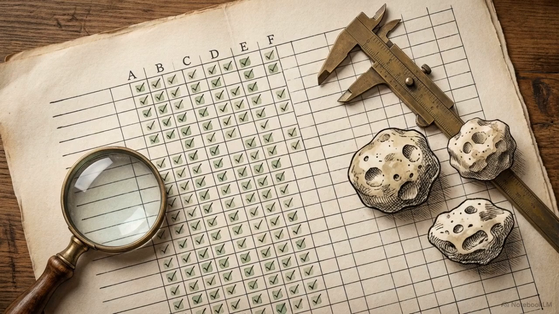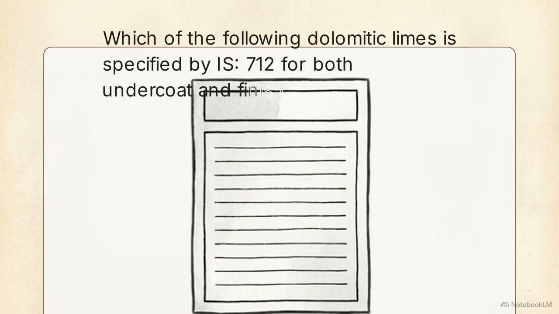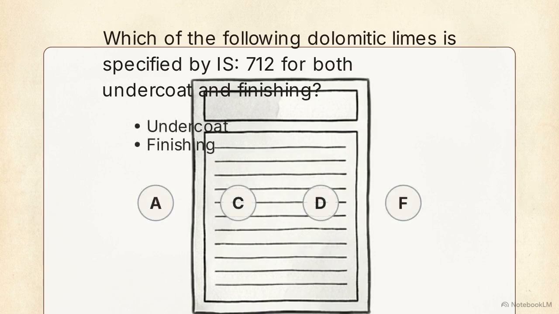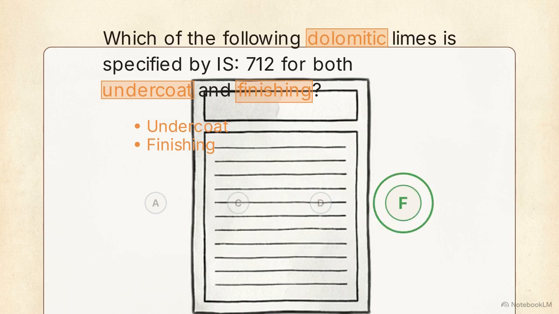Let's test this framework in a high-pressure scenario. Consider this typical exam question. Which of the following dolomitic limes is specified by IS 712 for both undercoat and finishing? Apply our keyword isolation technique. The prompt specifies a dolomitic lime used for undercoat and finishing. The word dolomitic immediately filters out the entire hydraulic branch. Because it requires strength for an undercoat, we bypass the pure Class D, leaving the silicious Class F as the only logical answer.